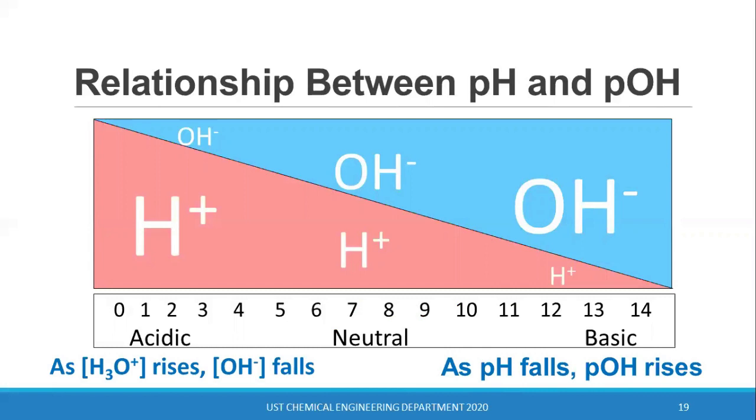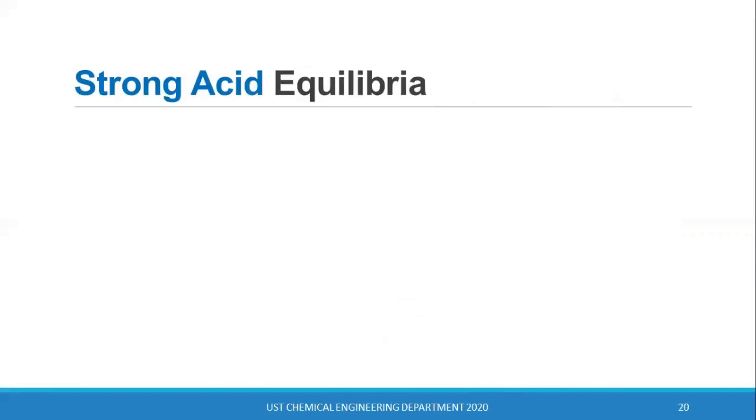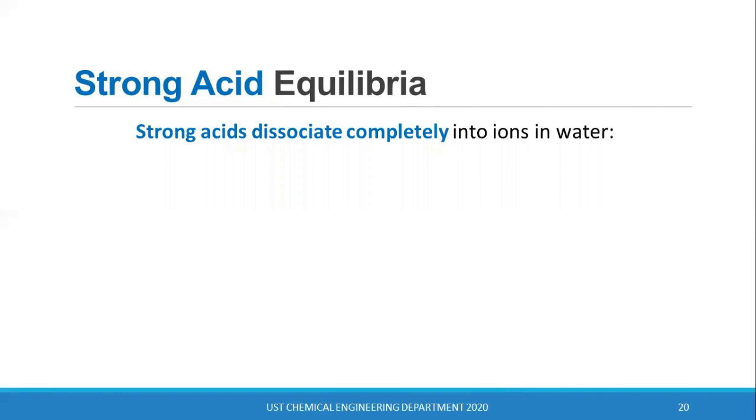But how do we compute the pH and pOH of different acid-base solutions? Let's start by studying strong acid equilibria. You should take note that one property of strong acids is that they completely dissociate in water.